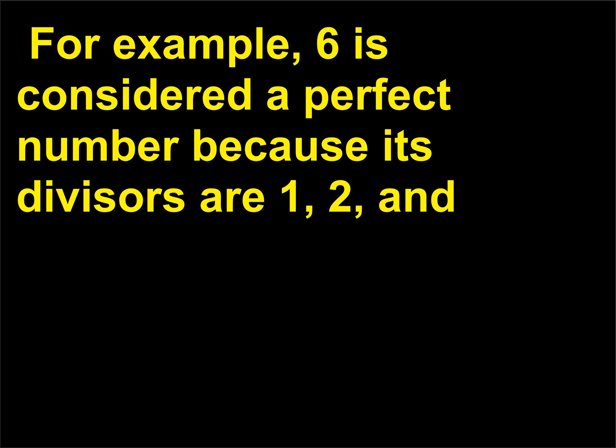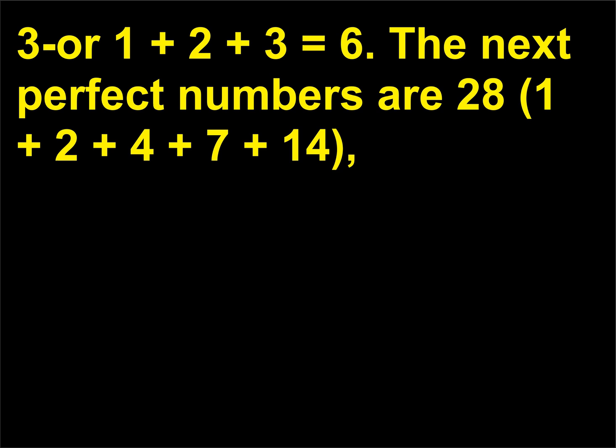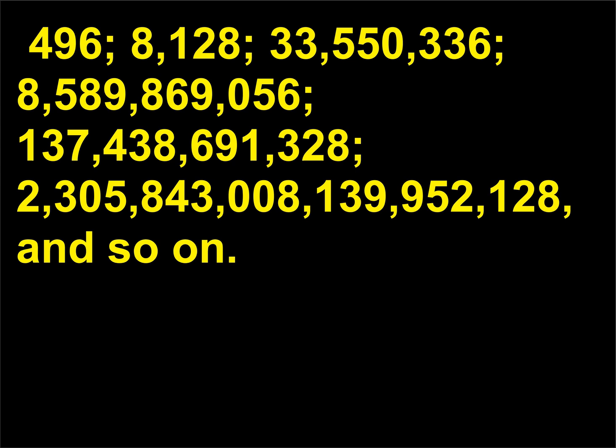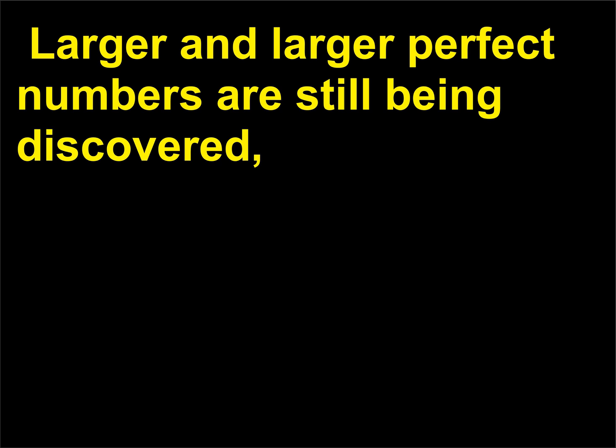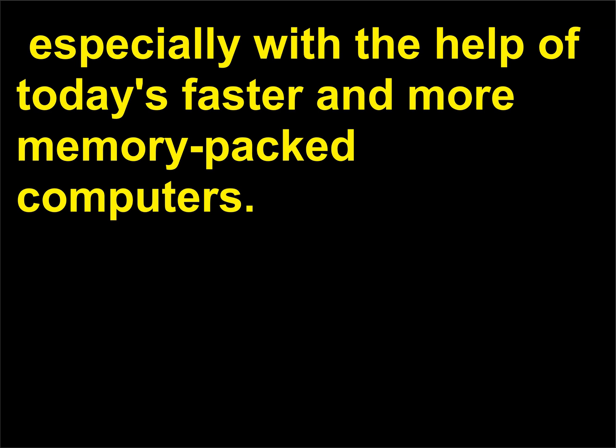For example, 6 is considered a perfect number because its divisors are 1, 2, and 3, or 1 plus 2 plus 3 equals 6. The next perfect numbers are 28, 1 plus 2 plus 4 plus 7 plus 14, 496, 8128, 33,550,336, 8,589,869,056, 137,438,691,328, 2,305,843,008,139,952,128, and so on. Larger and larger perfect numbers are still being discovered, especially with the help of today's faster and more memory-packed computers.